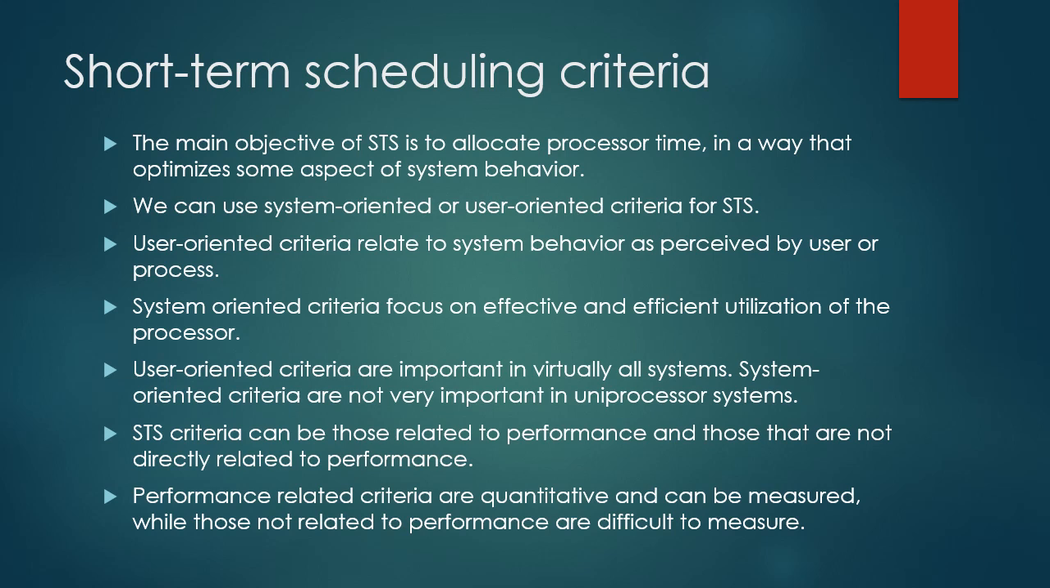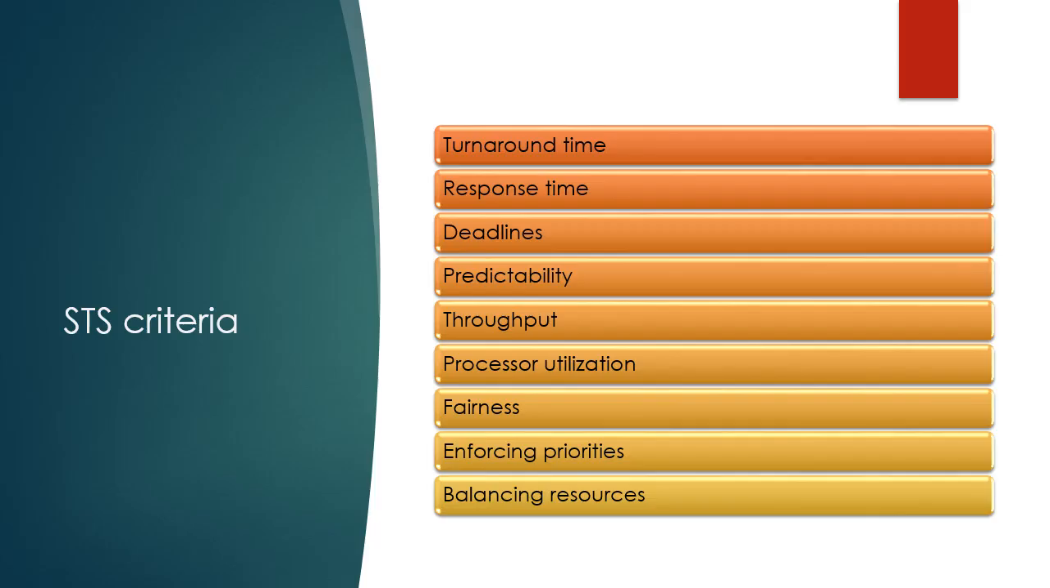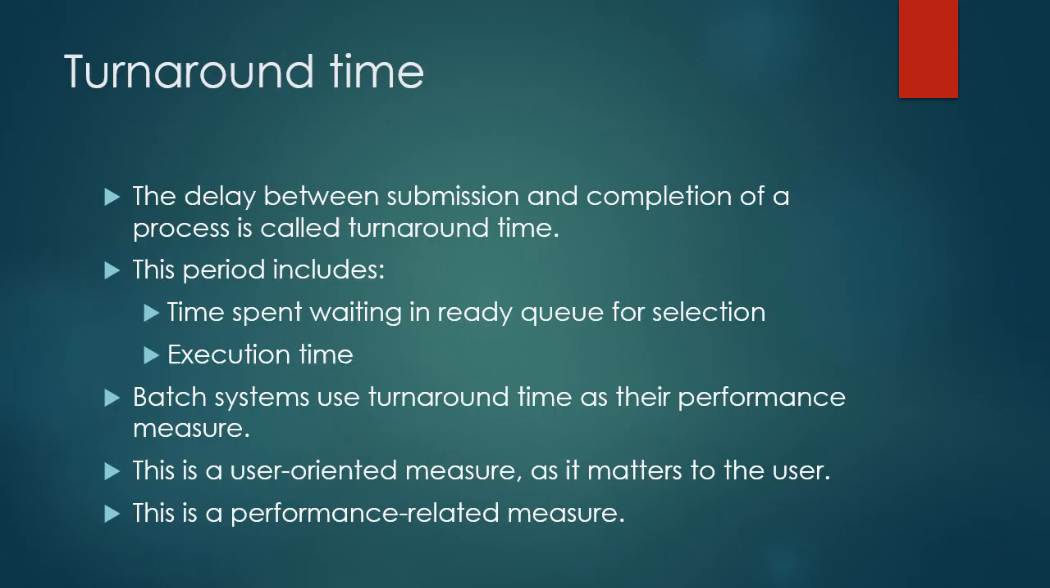Performance-related criteria are quantitative and can be measured, while those not related to performance are qualitative and difficult to measure. The different STS criteria that we are going to talk about are turnaround time, response time, deadlines, predictability, throughput, processor utilization, fairness, enforcing priorities, and balancing resources.